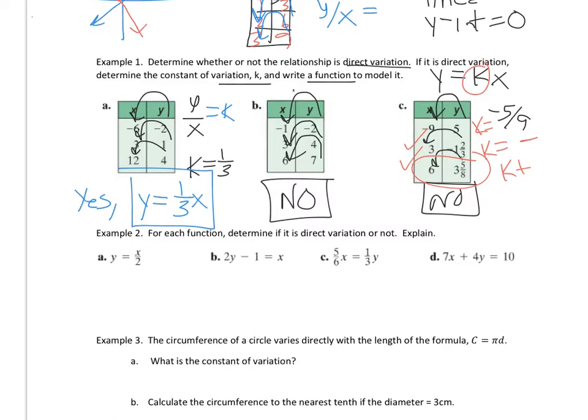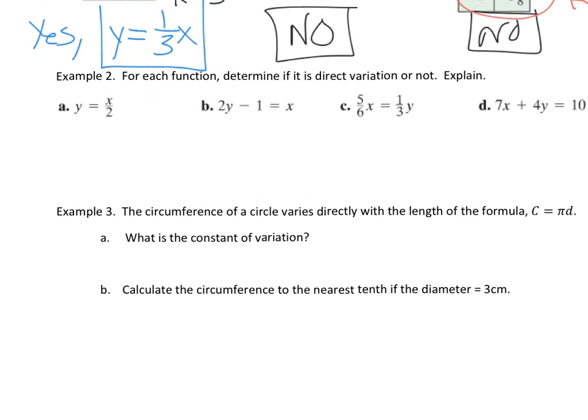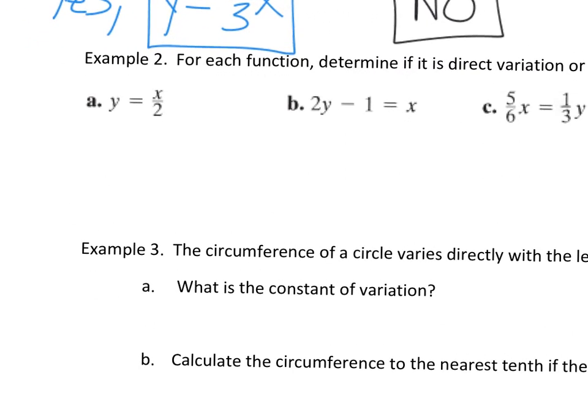In example 2, for each function, determine if it's direct variation. So does it take the form y equals kx? So this is y equals 1/2 x. So yes, it is direct variation. Your k is 1/2. When you solve for y, you just get y equals a constant number times x. There's no y-intercept besides 0.